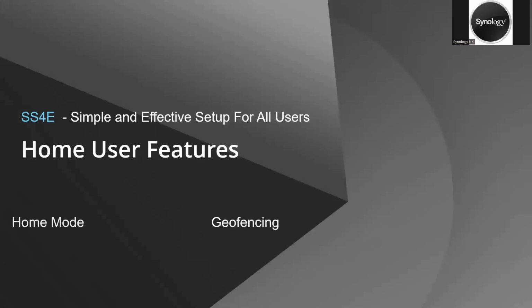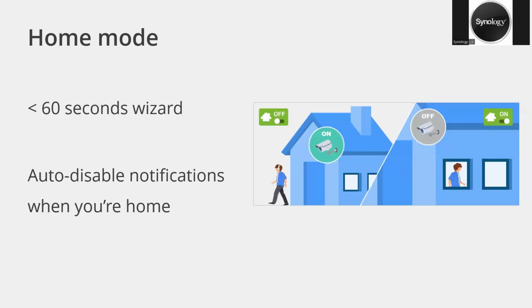Moving on now, we're going to talk about home mode and geofencing. Now, this is very much targeted at home use scenarios. Let's cover what home mode is. As I showed you, you can set schedules for when the camera is constantly recording and when it is only recording motion events. You can also set alerts for different events, but you might want the system to behave differently depending on whether you're home or not.